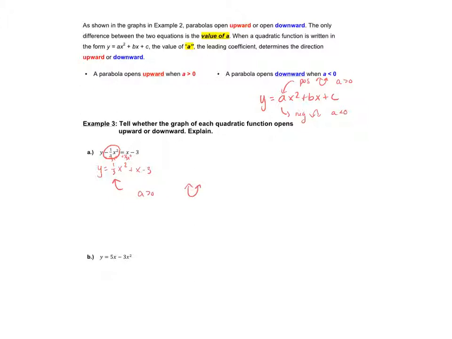Okay, and the next one, the y is already isolated, so when I look at my ax squared, even though it's not in standard form, I can see it's going to remain negative since the y is isolated. So since it's negative, this is going to open down. So since a is negative or a is less than 0, the parabola is going to open down.